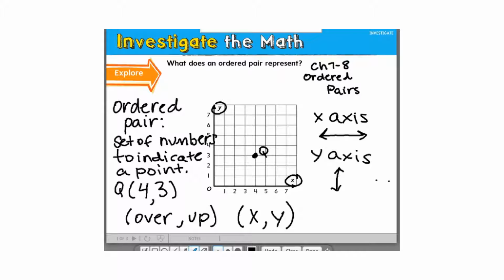Whenever you're plotting ordered pairs, you do the x-axis first, which is over. You do the y-axis second, which is the one that goes up. So first you go over, then you go up, never in reverse. You can never do the reverse of that. So it's always over, then up. The x-axis is the one that goes side to side. The y-axis is the one that goes up and down.